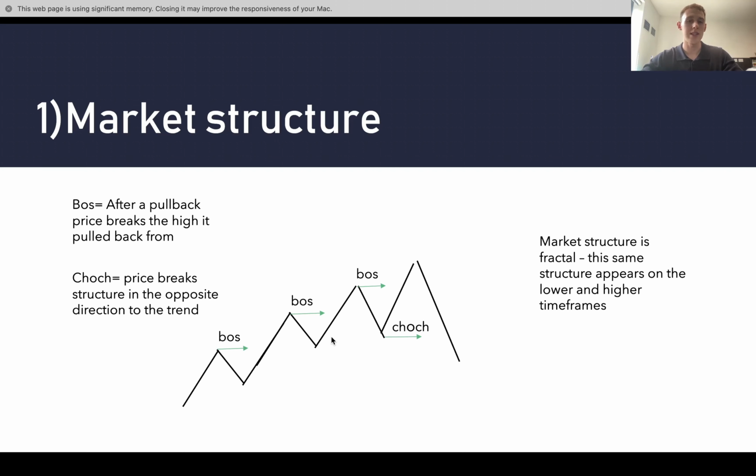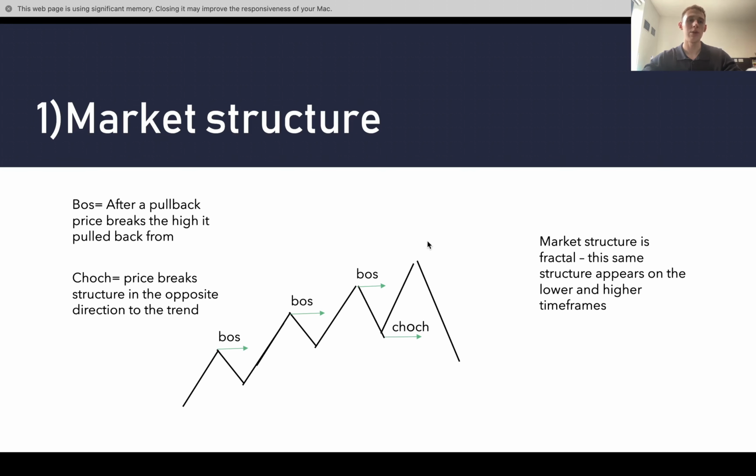So in this instance, you can see that we were in an uptrend, but then price broke the most recent higher low, forming a lower low, and this would be considered the change of character. So basically, to summarize that, in an uptrend, price breaks the most recent higher low, forming a lower low, and that is our change of character.